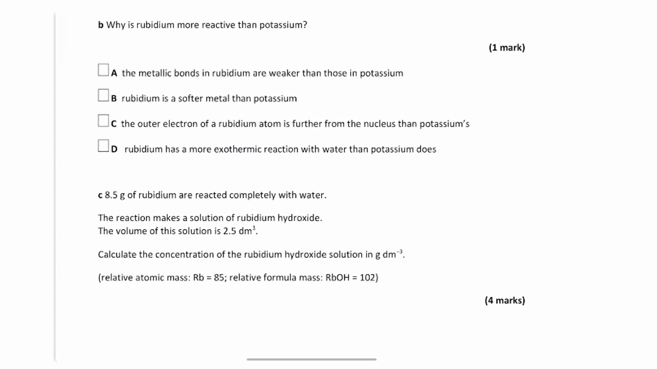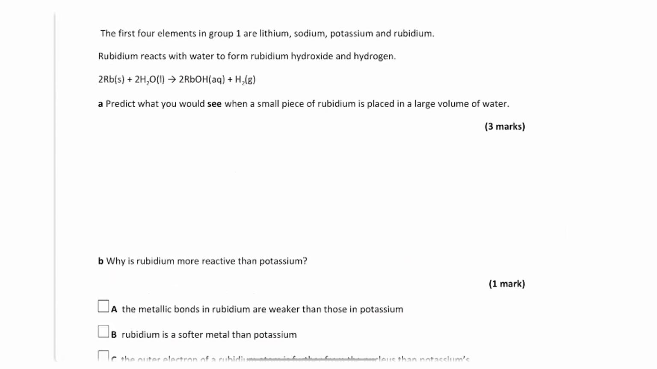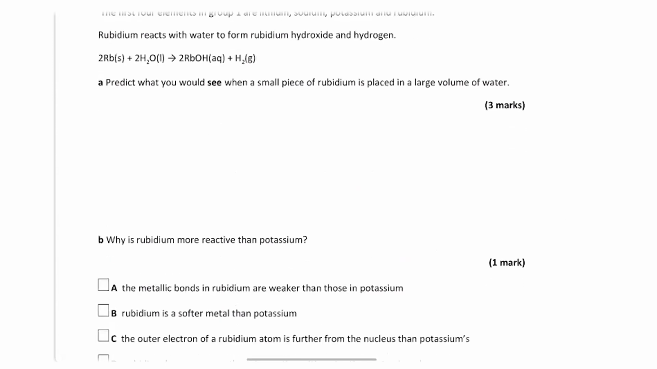Okay, this was a big question. Let's just go through all of the answers. So the first 4 elements in group 1 are lithium, sodium, potassium, and rubidium. So it's telling us that even if you haven't seen this reaction in class, hopefully you've seen maybe sodium or potassium being dropped into a large pail of water in class or watched a video about it.